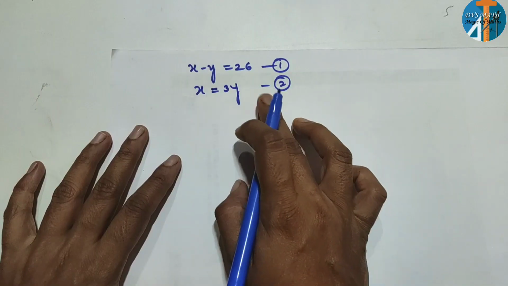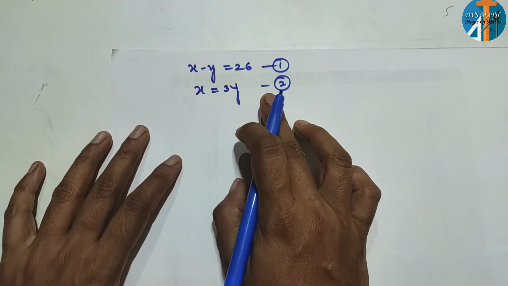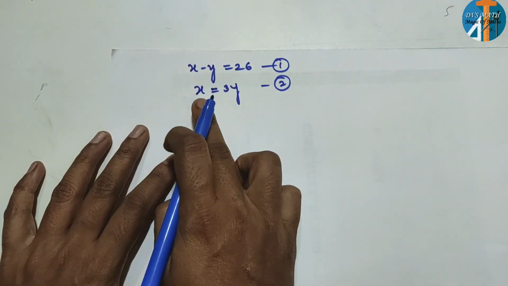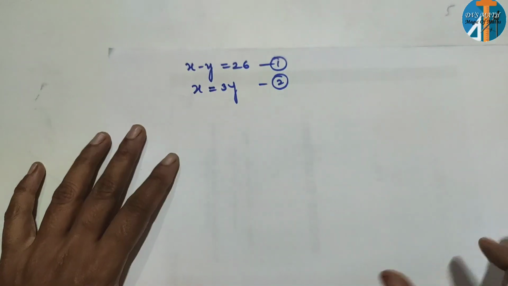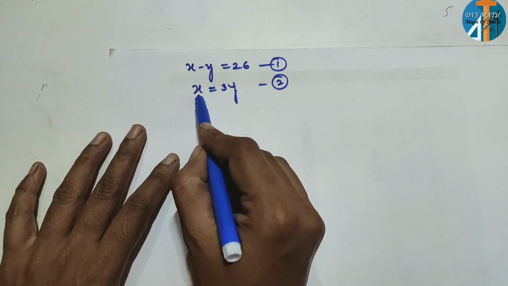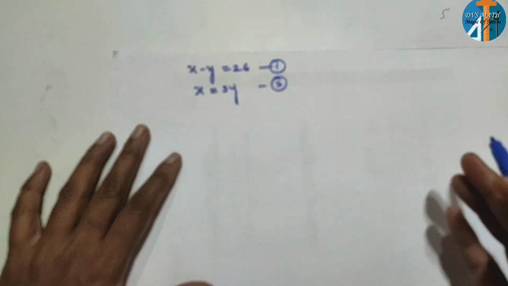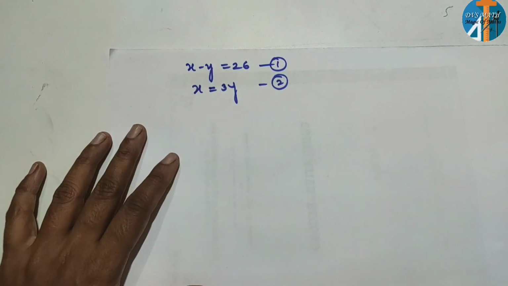Let us solve. Here we have two equations which we got from the verbal statements: difference between two numbers is 26 and one number is 3 times the other. Now here you directly have 3y, right? In place of x you can substitute 3y, as we are doing the substitution method.